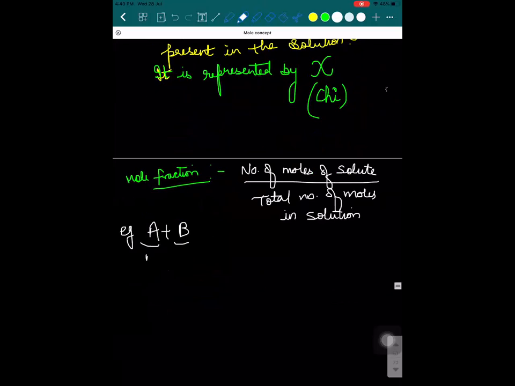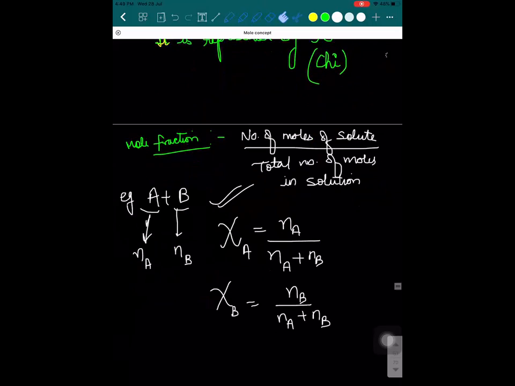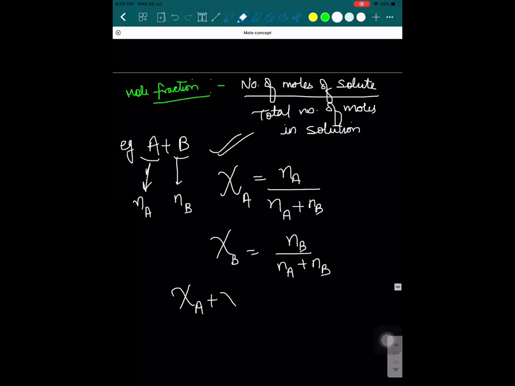Two components are there. Let's say one has Na moles and the other has Nb moles. So the mole fraction of A will be equal to the number of moles of A divided by total moles. Mole fraction of B will be moles of B divided by total moles. This is the mole fraction formula. But always remember that the sum of mole fractions will always be equal to 1. Even if somebody is not giving you the answer in mole fraction, you can check your answer by yourself whether it comes out to be 1 or not. Again, a temperature independent term.